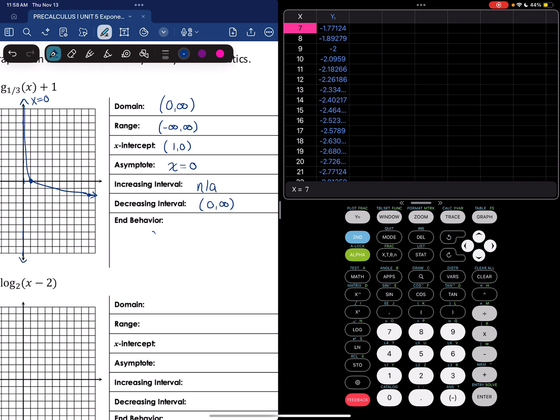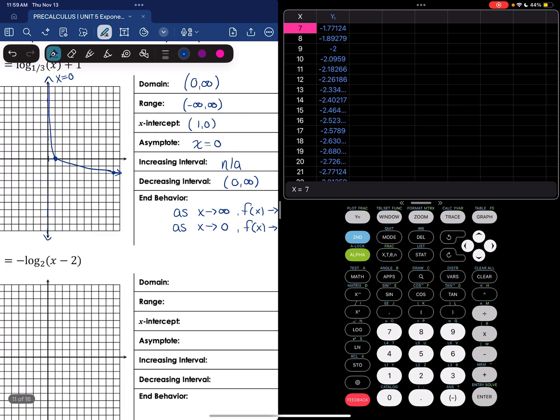And our end behaviors. As x approaches infinity, the function graph is actually decreasing, so it's going down to -infinity. And as x approaches the other side, what is the x value that we're getting close to but not touching? 0. It's going up to infinity.